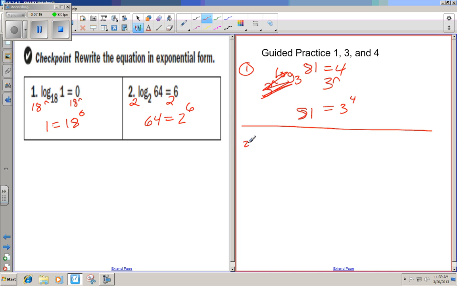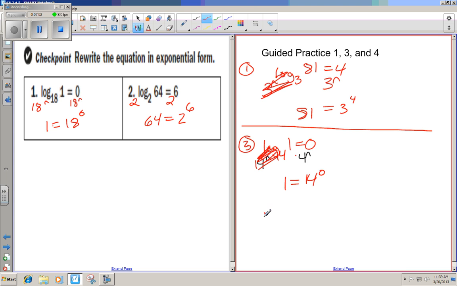Number 3: log base 4 of 1 equals 0. I don't know how many times I can say it, but to undo a log base 4, you do an exponential base of 4. So 4 to the power of log base 4 cancels out, and 1 equals 4 to the power of 0. Oh, well, this is actually 1/4, but you get the idea.